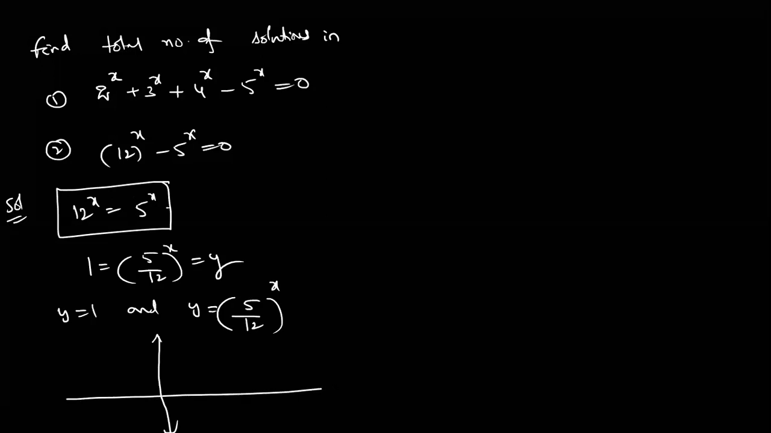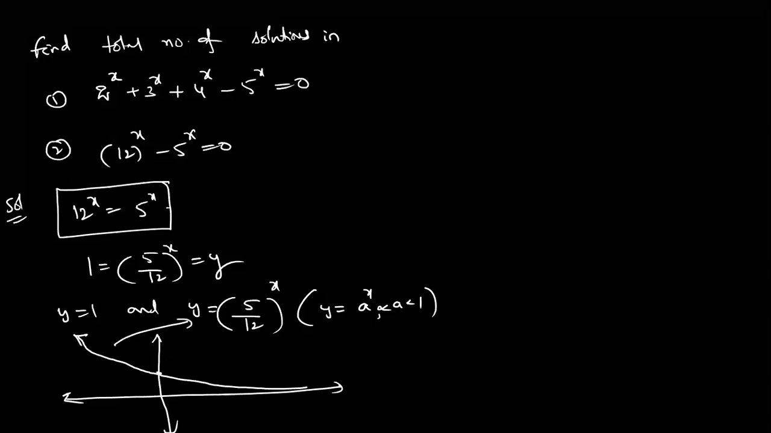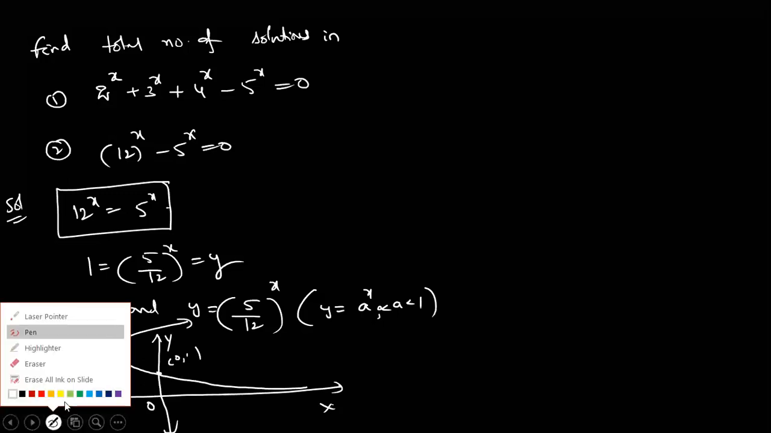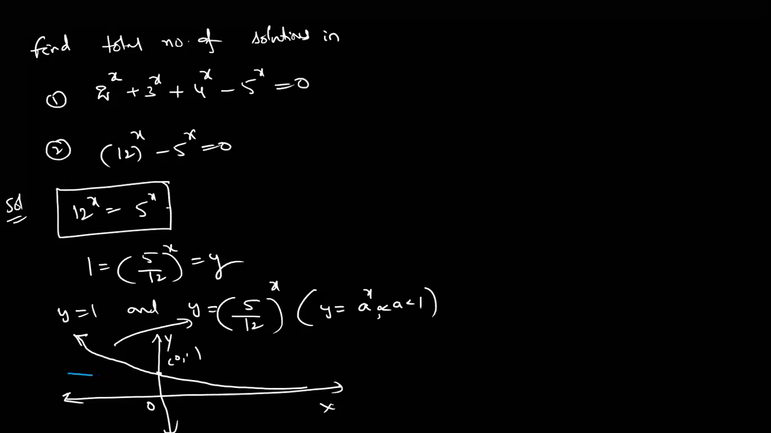Get ready. So this looks like y = a^x when a is less than 1. What is the graph, anyone? So this is the graph, passing through (0, 1). Any doubt? What about another case? y = 1 and y = (5/12)^x. y = a^x, 0 < a < 1.